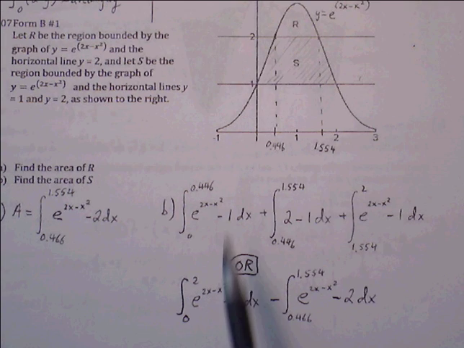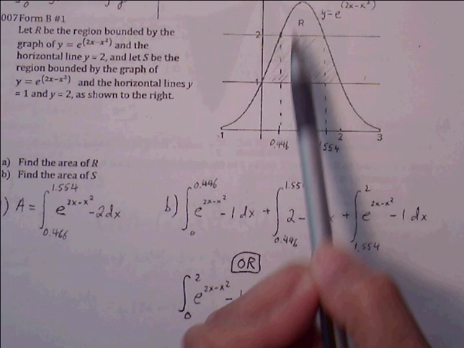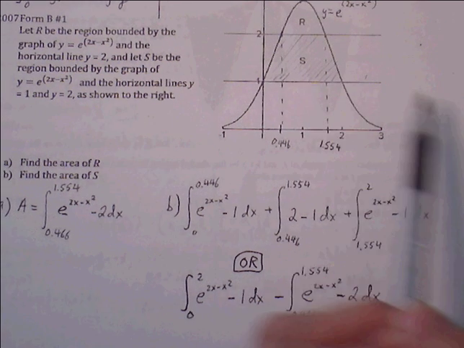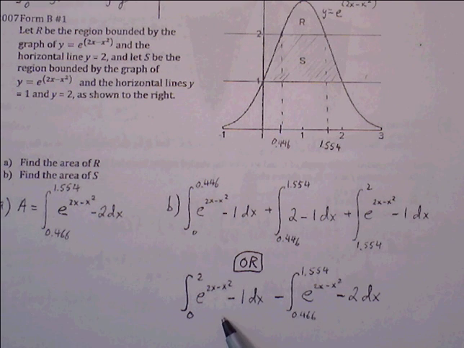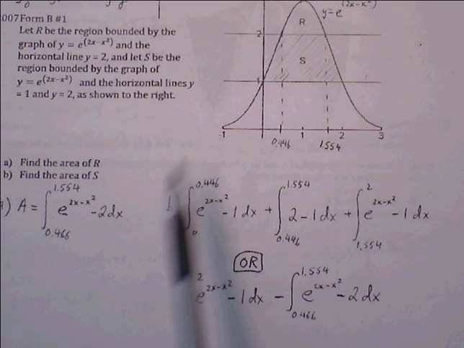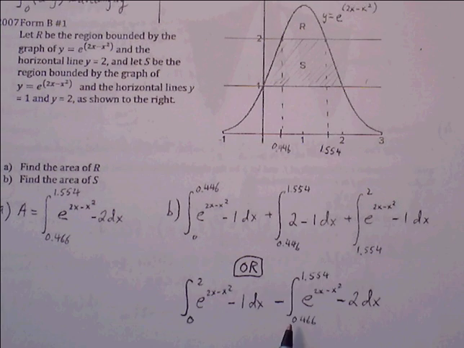Whatever this area is will match what we have here, which is the other way I just talked about: we can find the entire region R and S, so the exponential minus 1 from 0 to 2. This will give us all of region R and S, and then we can subtract out R, which we found from part A, and if we subtract this portion out, we're left with region S as well.